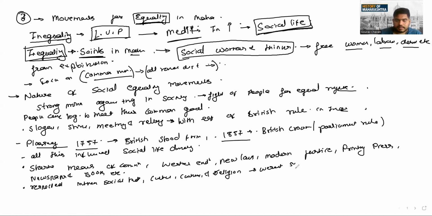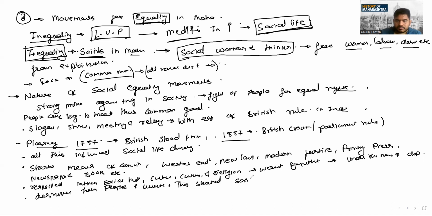They weren't sympathetic. Under the name of development, they destroyed or disrupted Indian people and culture. While disturbing the culture, they moved India towards movements and towards social equality. This started socio-religious reform movements in Maharashtra.